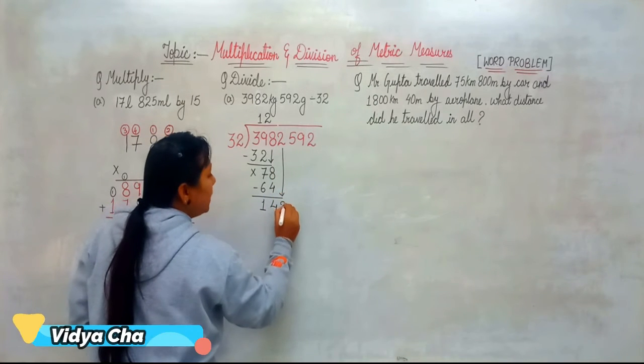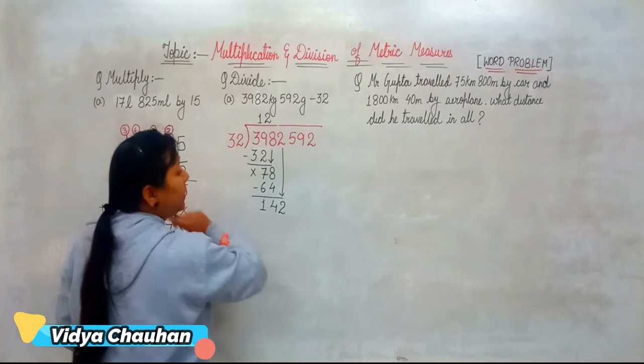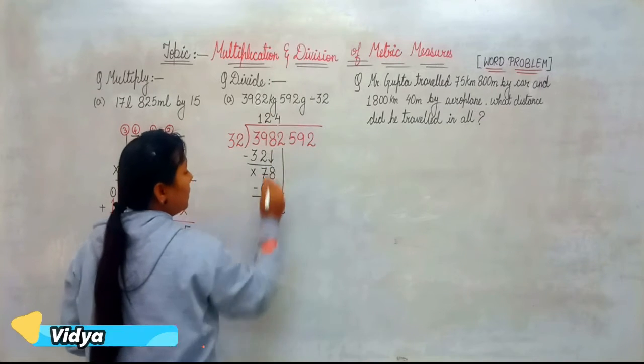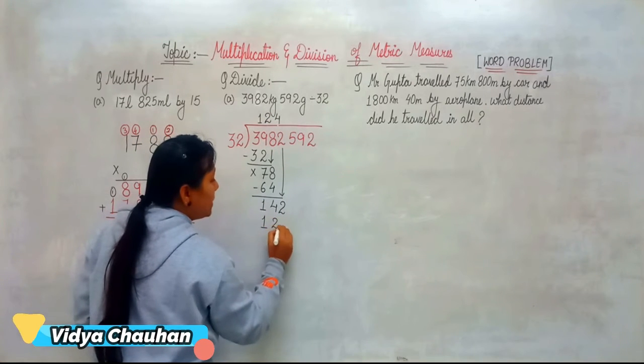Bring down the next digit, which is 2. Now 32 4s are 128.